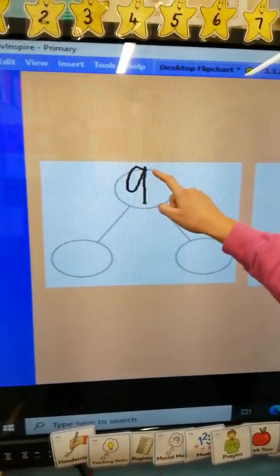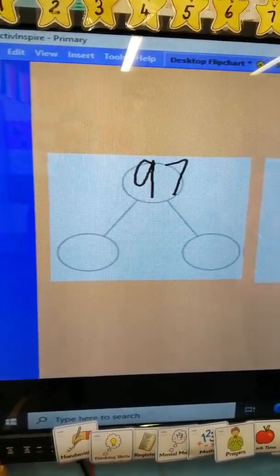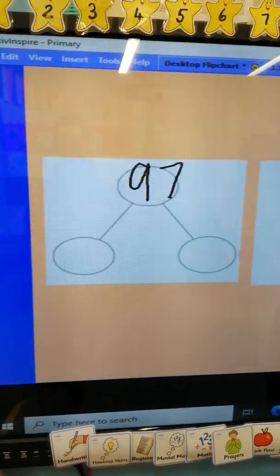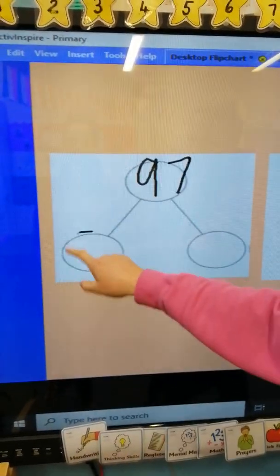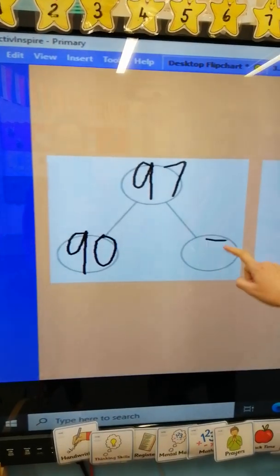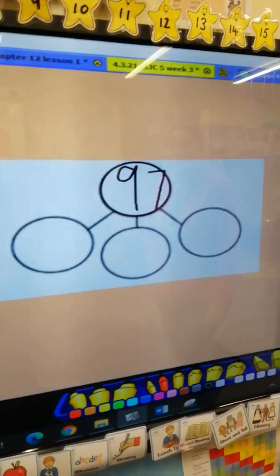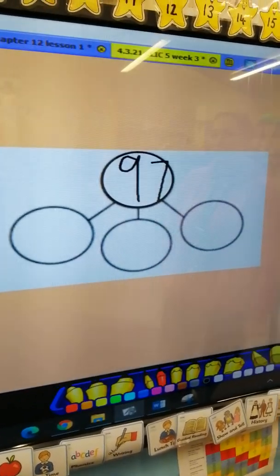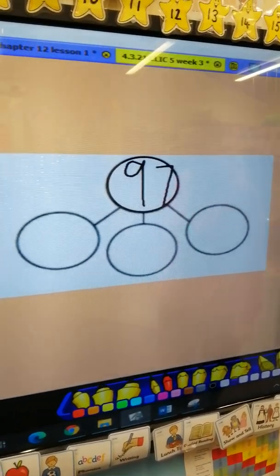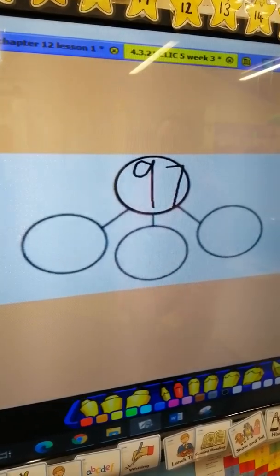97. Right, okay, 97. Let's partition this into tens and ones. Off you go. Oh, you guys are so good at this. We've got the number 90, we've got the number 7. What happens if we partition it into more than 2 parts? What happens if we partition it into 3 parts? Pause the video and have a go.